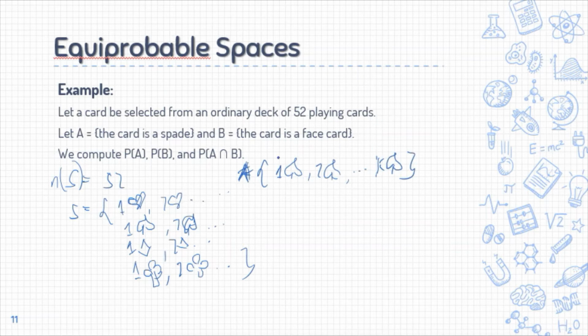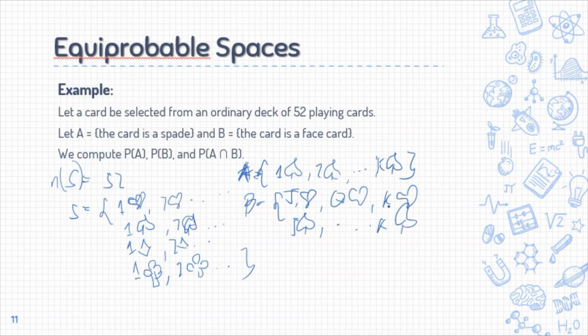Okay, and your B is the face card, diba? So unsa man ni sila? The Jack of Hearts, the Queen of Hearts, the King of Hearts. Next is the Jack of Spades, and so on hangtod sa the King of Spades. And then we have here the Jack of Diamonds, Queen of Diamonds, and then the King of Diamonds, and also Jack of Clubs, and King of Clubs, and Queen of Clubs. Okay, so that is your set B, and this is your set A.